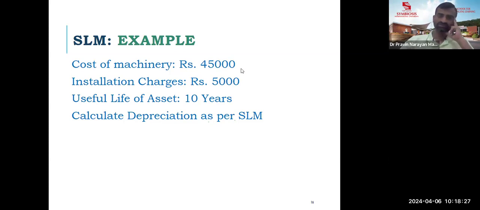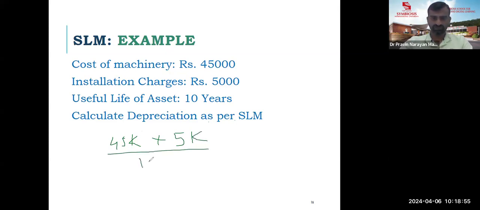The cost of machinery is 25,000. Installation charges are 5,000. Useful life of the asset is 10 years. So it means 45,000 plus 5,000 divided by 10. So how much will it arrive? It will arrive at 5k.